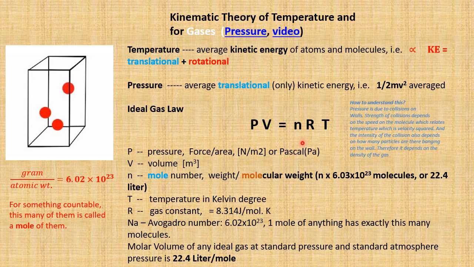So that's the mole number, how many moles of this. And then temperature, again, is in Kelvin, and the gas constant, we already said, is 8.3 joules per mole Kelvin. And also the Avogadro number, and that magic number is, 1 mole of anything has exactly this many molecules.